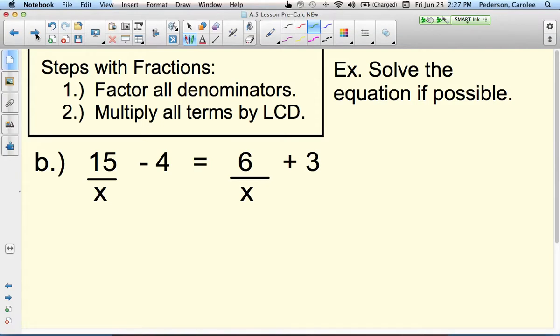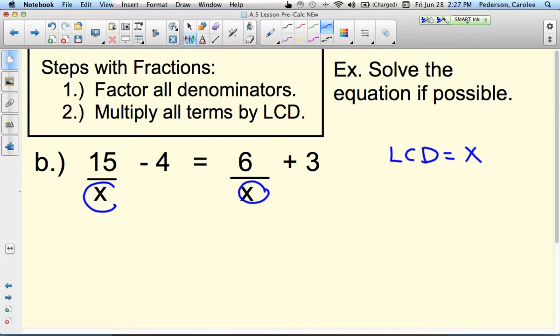Here's the next example. Now we have some fractions going on. So my recommendation is to multiply all terms by the LCD to get rid of any of those fractions that are there. So our first two fractions are 15 over x and 6 over x. So what is the LCD here? Well, the LCD is an x here. It also has an x here. So the LCD is x. So I'm going to multiply all terms, all four terms by x.